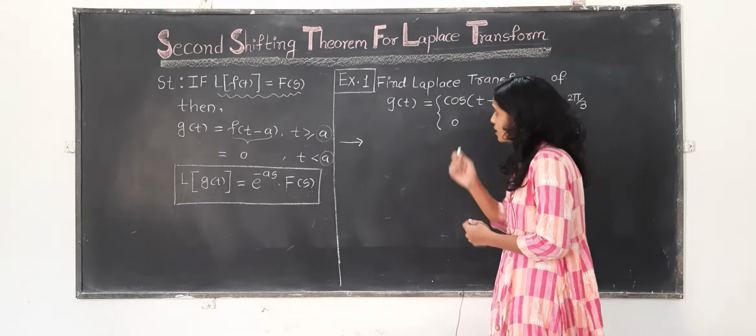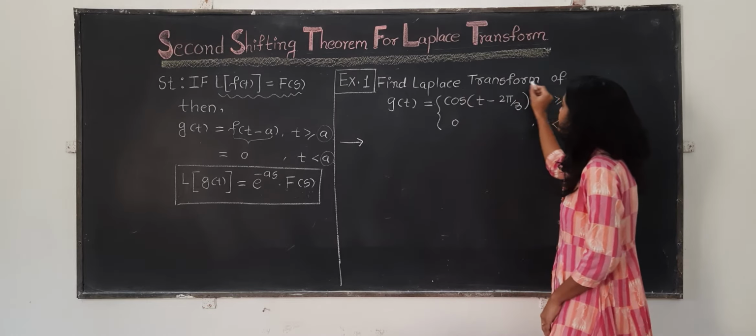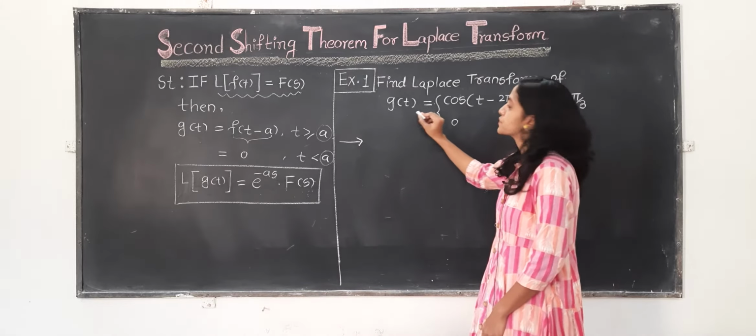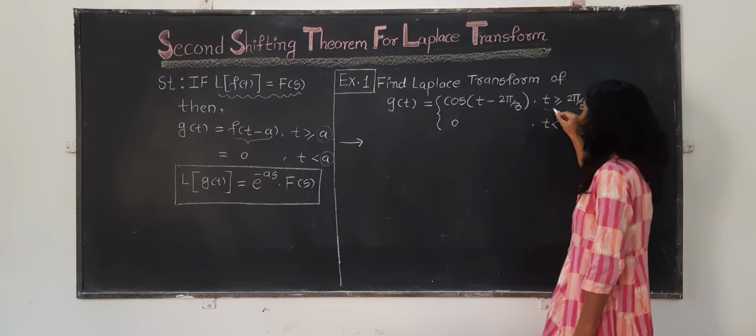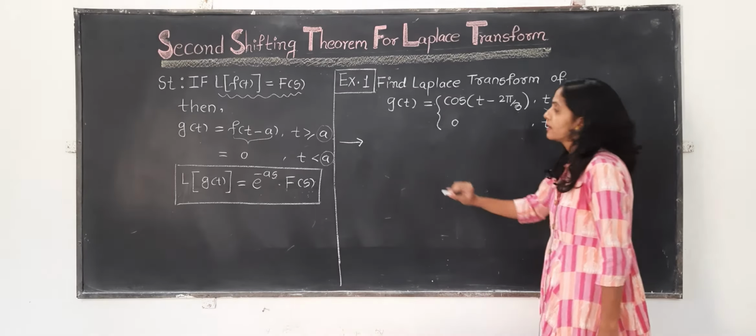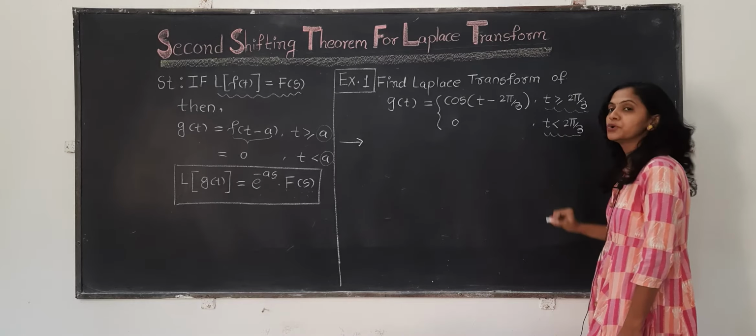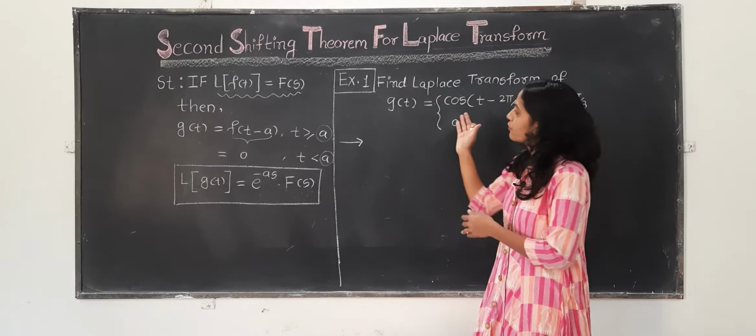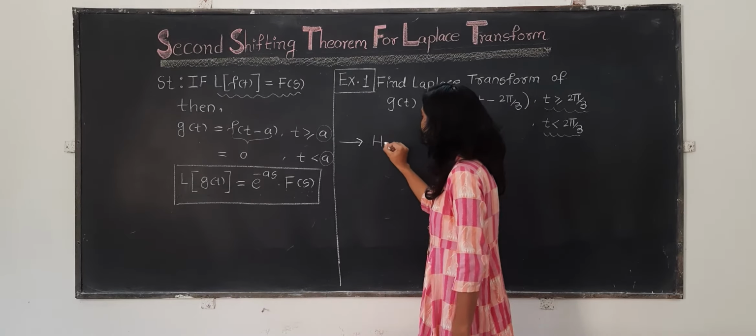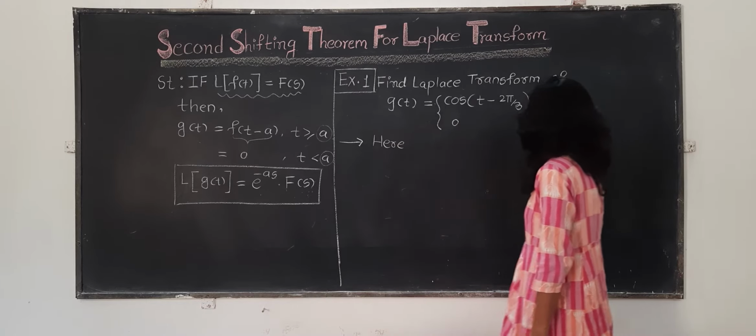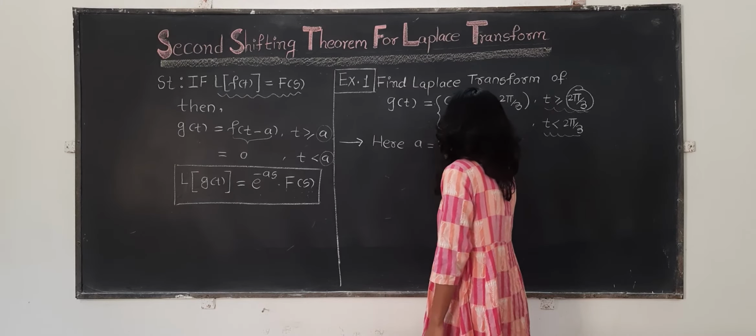So let's begin with the example. Find Laplace transform of g(t). So g(t) is defined as cos(t minus 2 pi by 3), where t is greater than or equal to 2 pi by 3, and equal to 0 when t is less than 2 pi by 3. Here we want to find the Laplace of g(t). So students, first of all identify the value of a. What is the value of a here? 2 pi by 3. So here a is 2 pi by 3.